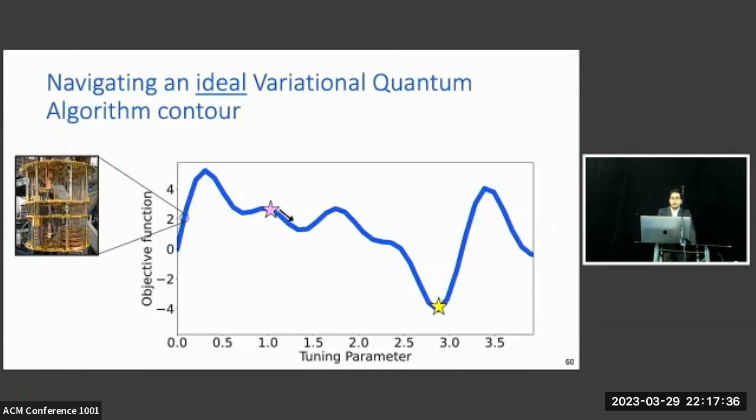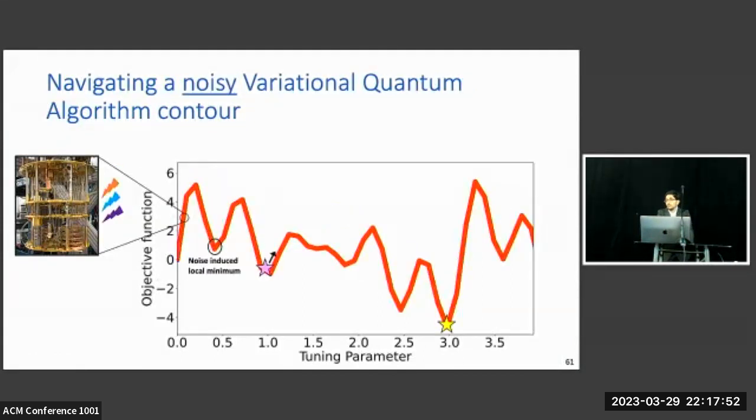Variational algorithms can be thought of as navigating an optimization contour to find a global minimum, which is the answer to the problem at hand. You usually start from some initialization point and navigate through this contour to hopefully find the solution. But quantum machines are noisy. So what happens is that there are things like noise-induced local minima and barren plateaus, which make finding this optimal point very challenging.